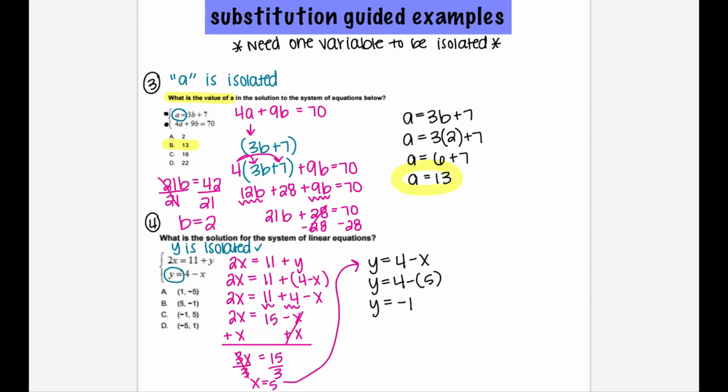Now notice I can't just stop here because it didn't ask me just what x is or just what y is. We have to write the entire solution. So our solution as a point x comma y would be 5, negative 1.